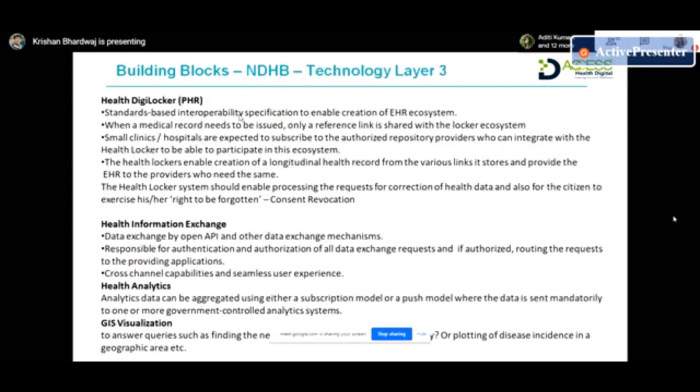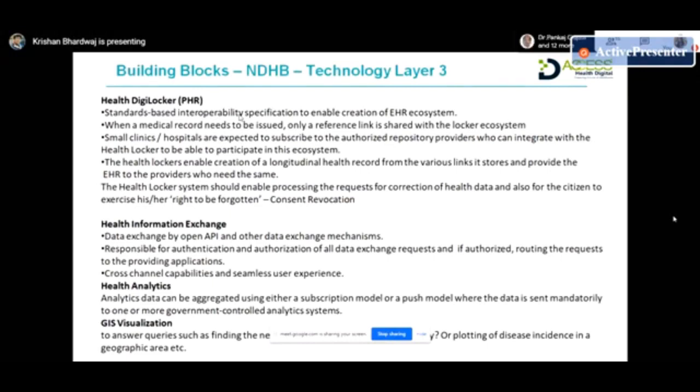The third layer of NDHP is the technology layer. Now they say this layer is ever evolving. Many things will come. Many more technical building blocks will be added. Some of the building blocks they have mentioned, but it is not a final list. It is an evolving list.